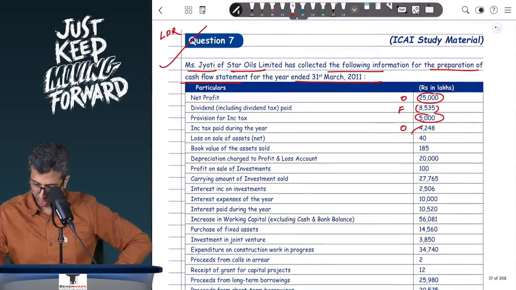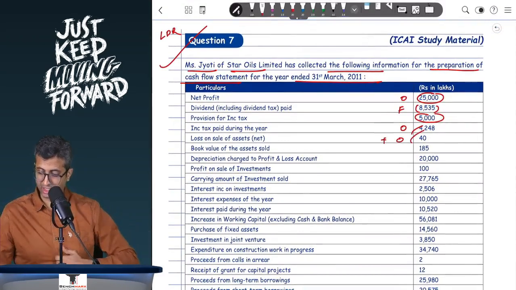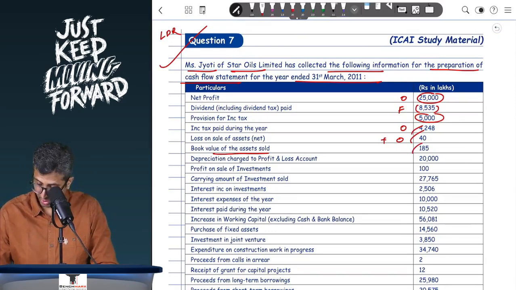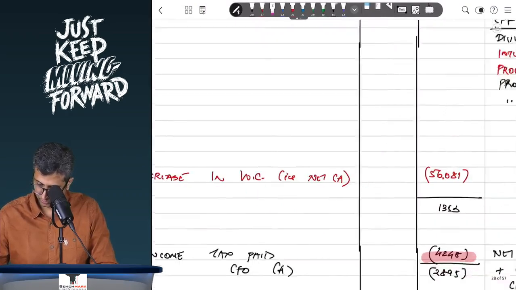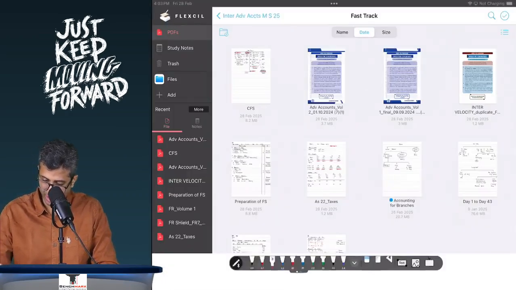Okay, loss on sale of fixed assets. You will add this back while doing operating activities because this is non-cash in nature and book value of assets sold is 185. इसके ऊपर loss था. So sale proceed कितना होगा? Maybe 185 minus 40 comes to maybe 145. This must go in investing. So 145 investing में गया होगा. 145 goes in investing and 40 of loss will be added back.